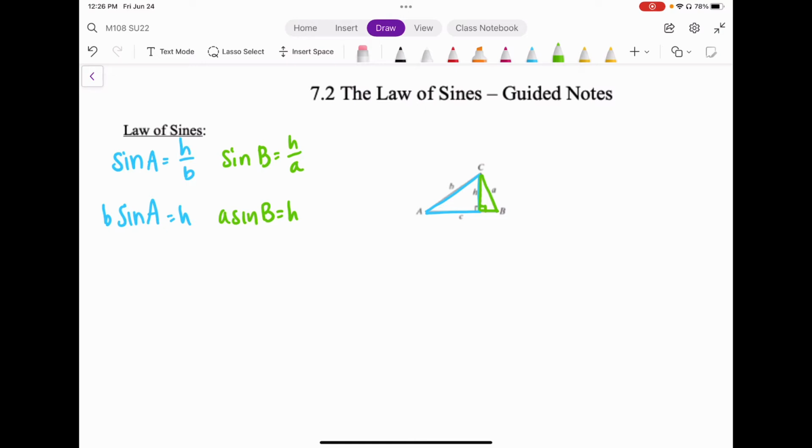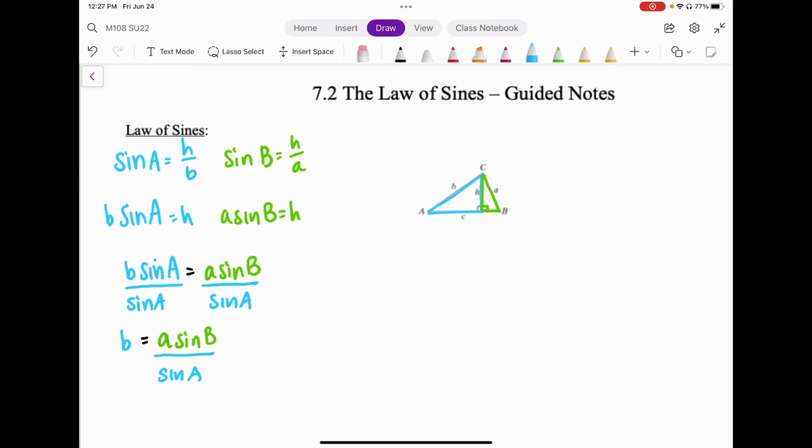And since they're both equal to H, by substitution, we know that B sine A is equal to A sine B. Dividing by sine A on both sides, we have B equals A sine B over sine A. Now dividing sine B on both sides, we have B over sine B equals A over sine A. And you can do this for any of the values, which means that B over sine B is equal to A over sine A is equal to C over sine C.